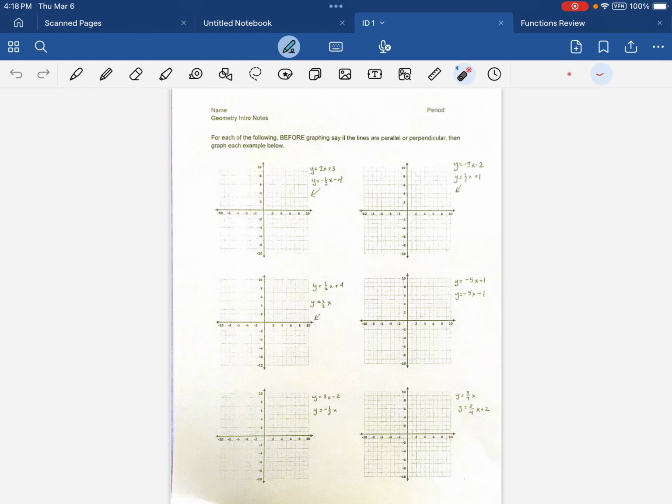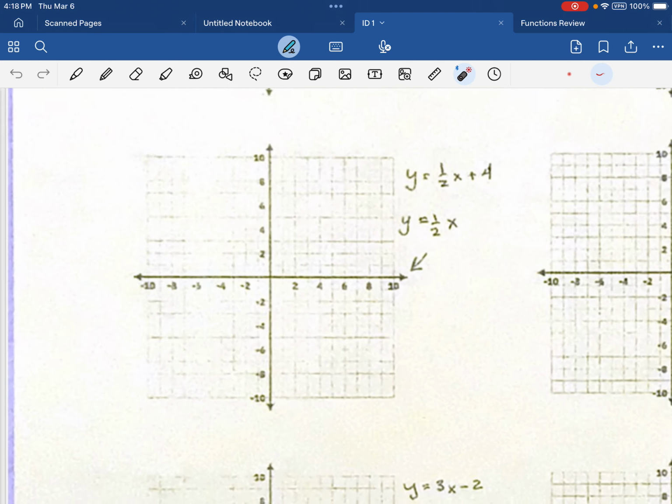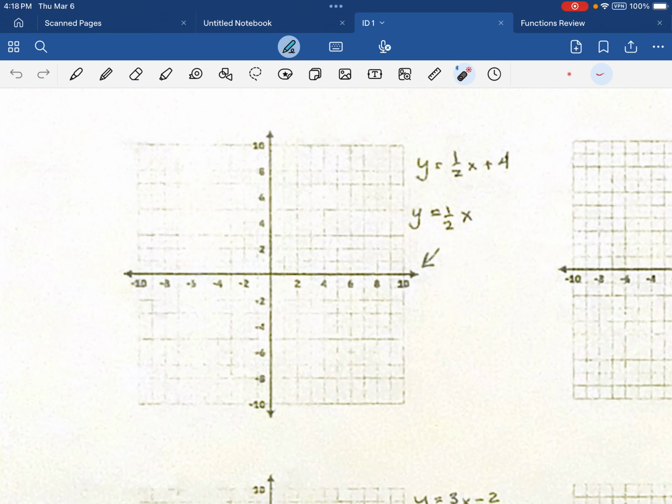Let's go ahead and solve one of these trickier problems on here, like for example, maybe this third one. Okay, so first thing we want to know is, are these two lines perpendicular or parallel?